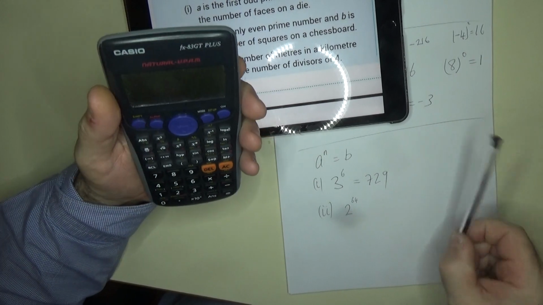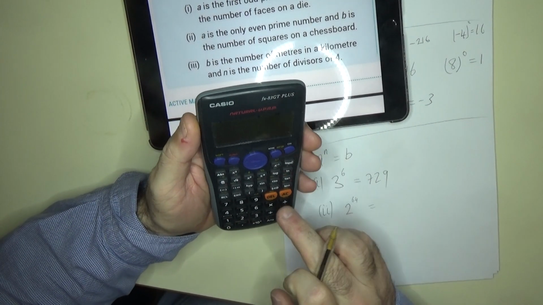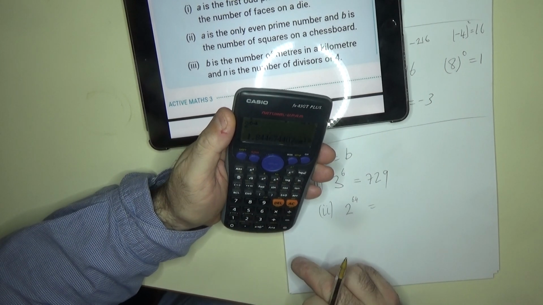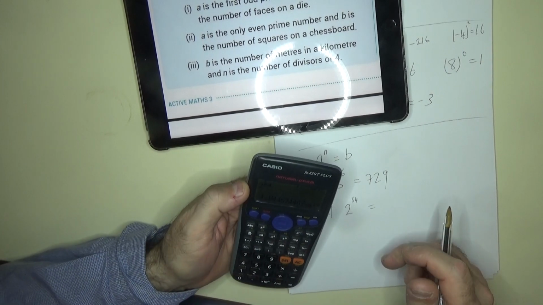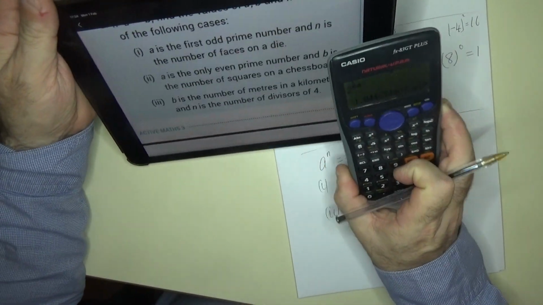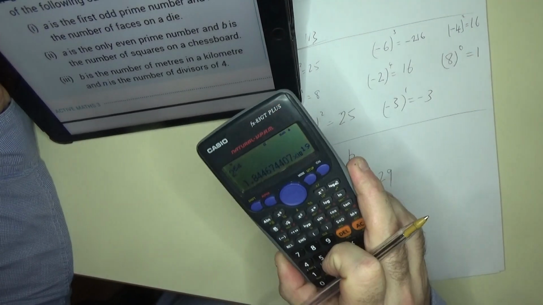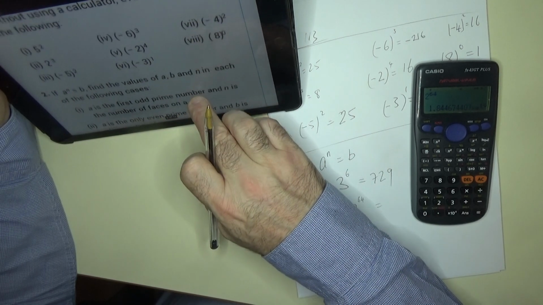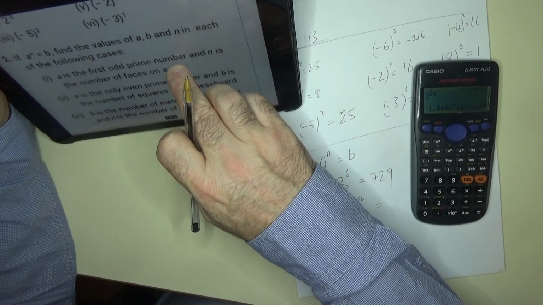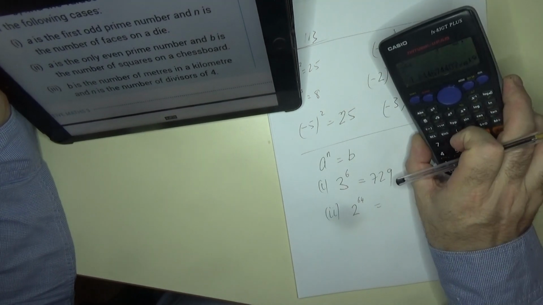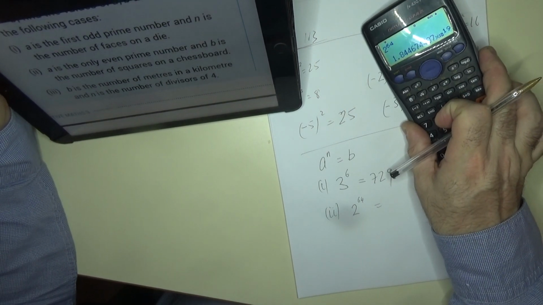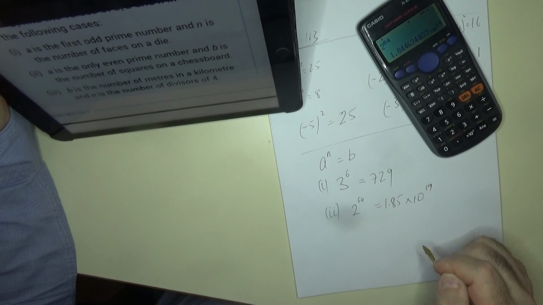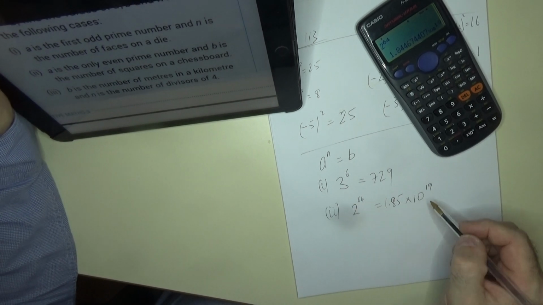Now 2 to the 64, I have no idea what that is, and it's not going to come up on the calculator as anything bar an approximation, like 1.8 by 10 to the 19, so that's only an approximation, that's not the real answer. That's an annoying question because we don't have the exact answer, but you could say 1.85 by 10 to the 19 as an approximation.